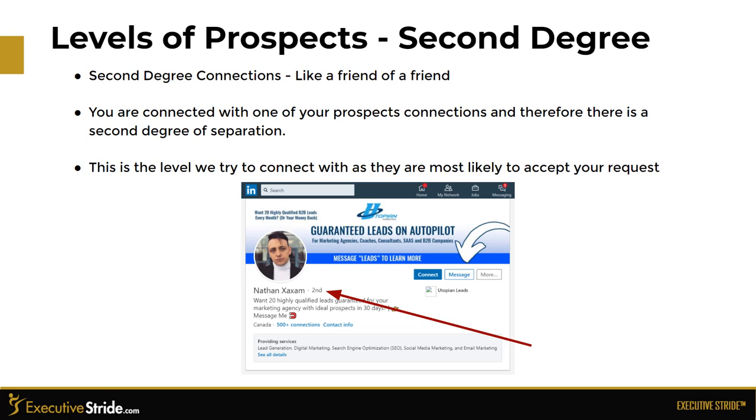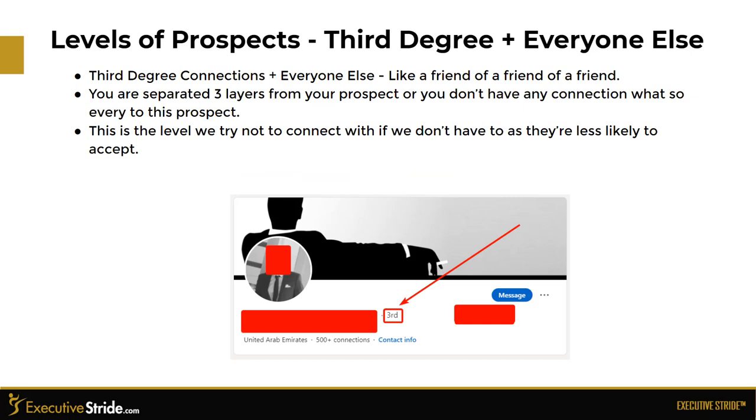All right, so second degree connections. This is basically like a friend of a friend. So you are connected with one of your prospects' connections, and therefore there is a second degree of separation. So this is the level we try to connect with, as they are the most likely to accept your request. All right, so you can see the second degree thing here. All right, and the more second degree connections you have with someone, typically the more likely they are to accept. All right, so third degree connections. So this is everyone else. This is like a friend of a friend of a friend.